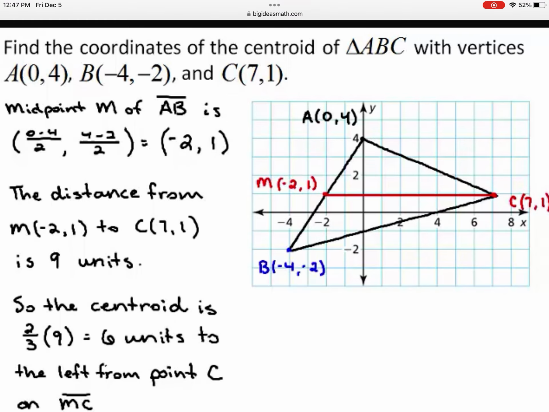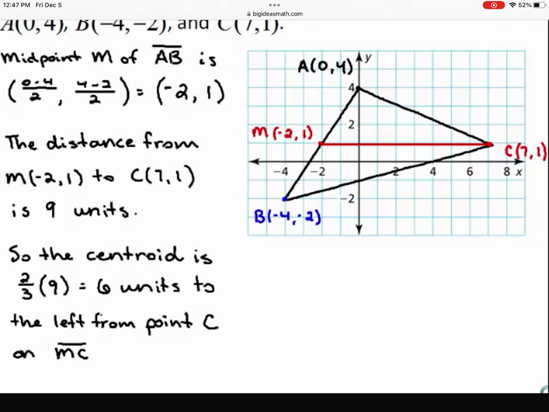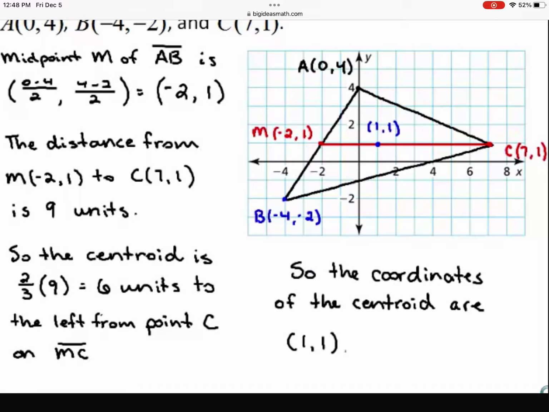So the centroid is 2/3 times 9, which equals 6 units to the left from point C on line segment MC. So you can start at point C and count 6 units to the left, or subtract 6 from 7, which gives you the point (1, 1). So the coordinates of the centroid are (1, 1).